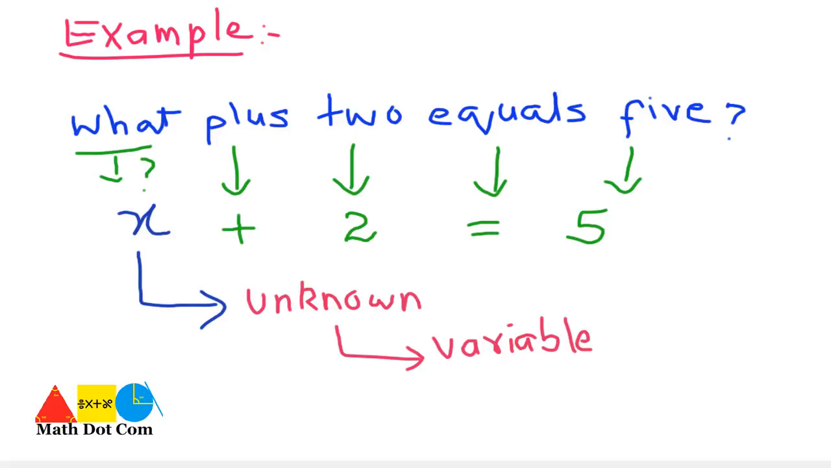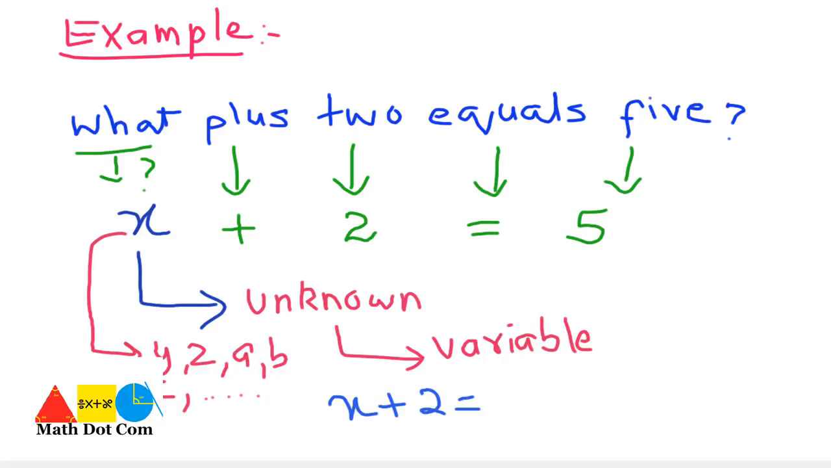So this unknown value is referred to as a variable. As its name also indicates, the value could vary, it could be anything, according to the expression, according to the situation. So we can say that this is a variable. Besides x, you can also write here y or z or a or b or c or anything else. So in x plus 2 equals 5, here x is a variable.